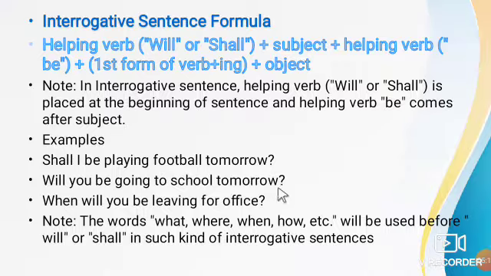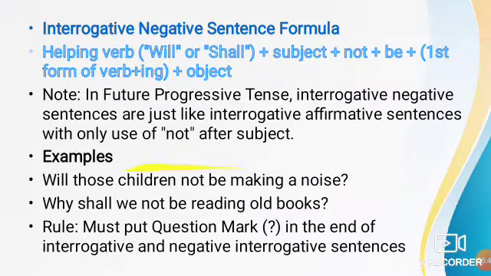You will be going to school tomorrow. When will you be leaving for office? Sometimes when there is a time reference or a location reference, in such kinds of interrogative sentences, we put these words before the helping verb and we write them at the beginning. You can see here, when will you be leaving for office? The words what, where, when, how, etc. will be used before will or shall in such kinds of interrogative sentences.